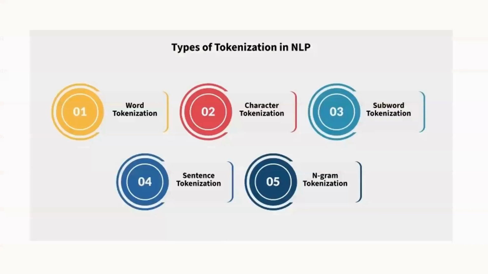In this we have five types of tokenization. What are they? We have word tokenization, character tokenization, subword tokenization, sentence tokenization, and n-gram tokenization.